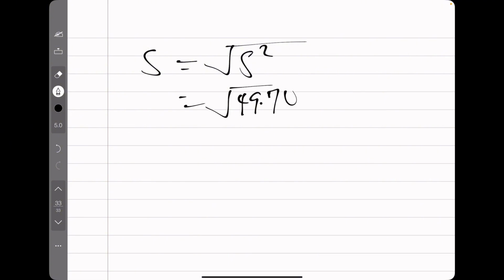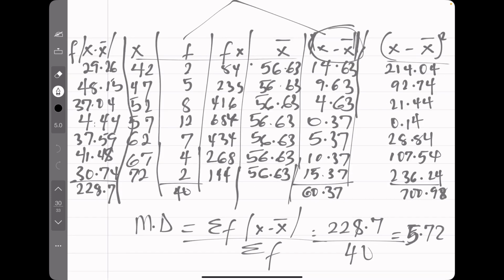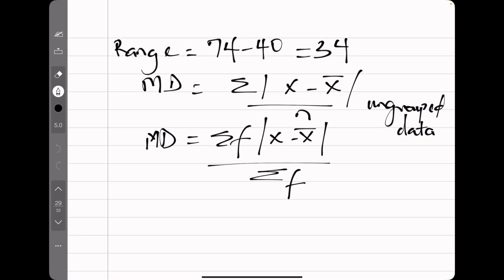And to get standard deviation, we know we are going to square root our answer, which is equal to the square root of 49.70, which is equal to 7.05. That will be our final answer for standard deviation. So we have been able to consider standard deviation, variance, range, interquartile range, and mean, median, mode from this episode.